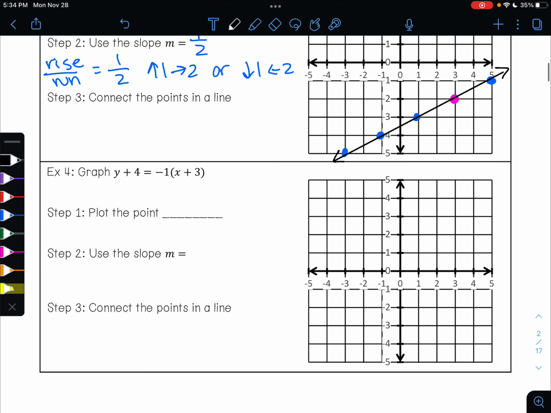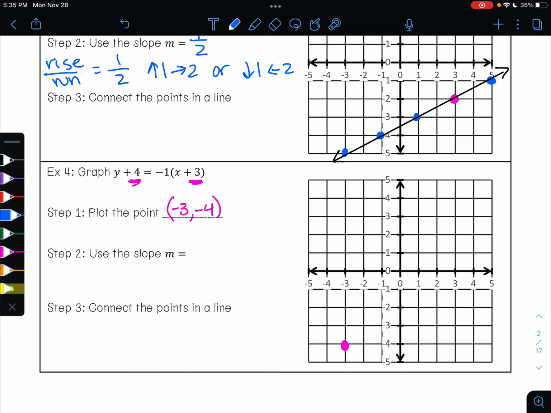On our last example, let's go ahead and try this one. My point is always x comma y. You gotta change the sign. This 3 is positive, so it's gonna be -3. This 4 is positive, so it's gonna be -4. So -3, -4.